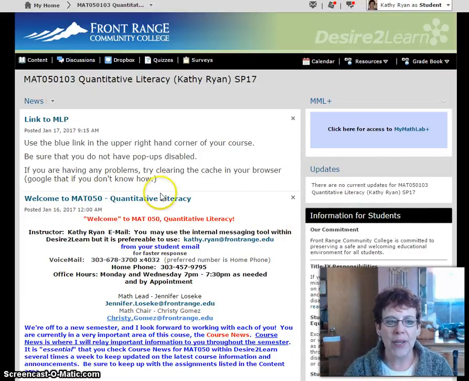There's always going to be some sort of announcement here if I have something to tell you, if I'm making a change to the homework or updating information or anything like that. This is where you want to read what I have to say. The other important thing about the first page of this class is right here, this blue bar.